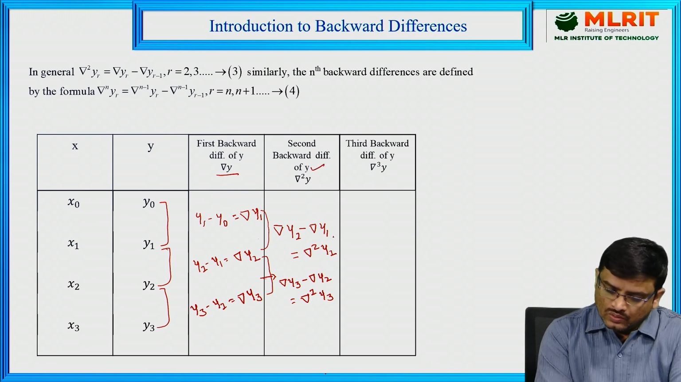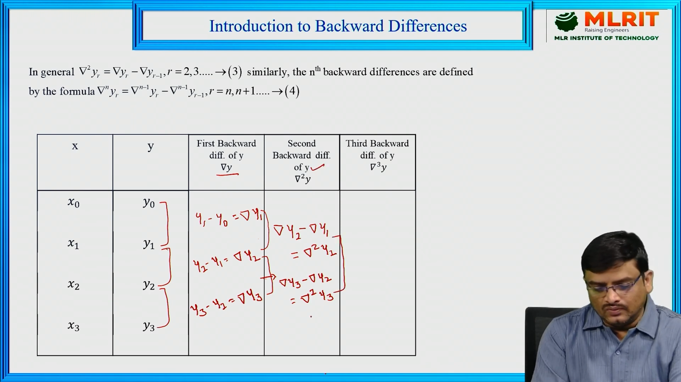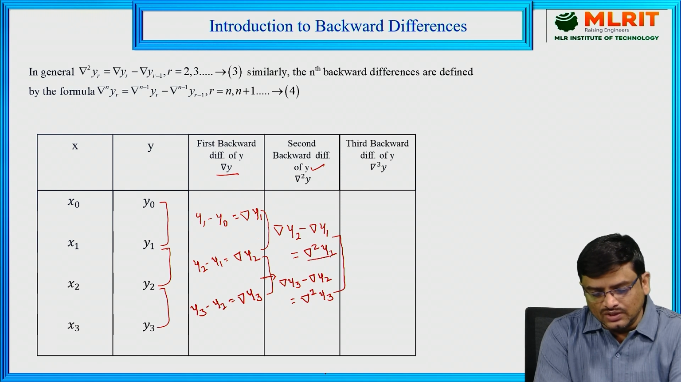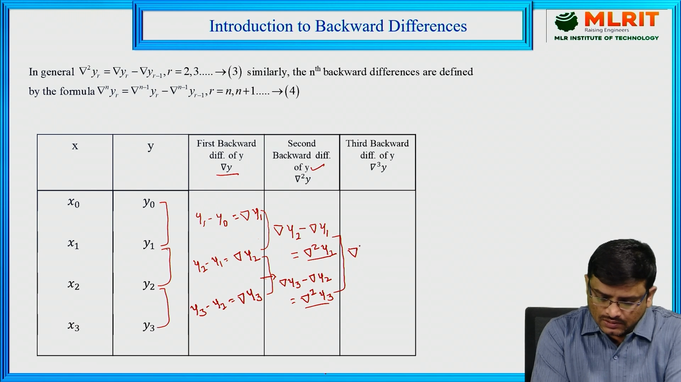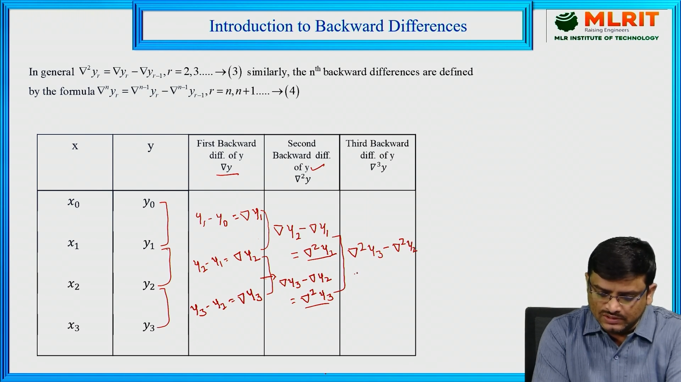So now, once again you find the differences of these two numbers, and we will get our third backward differences of y. So this is del square y3 minus del square y2. The difference of these two numbers we can call a third backward difference, which is represented with del cube y3.